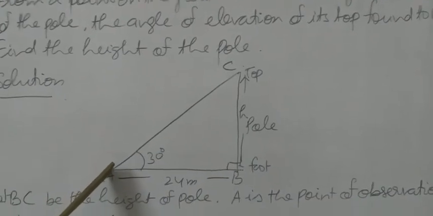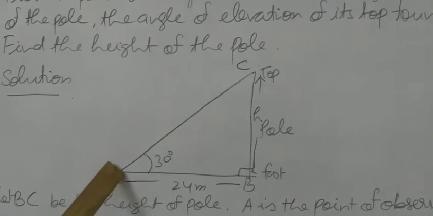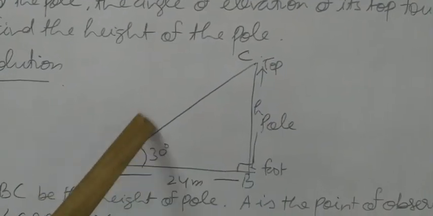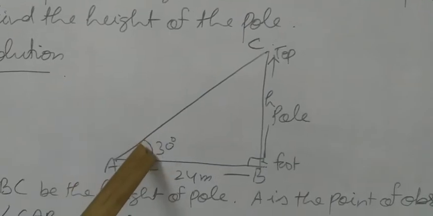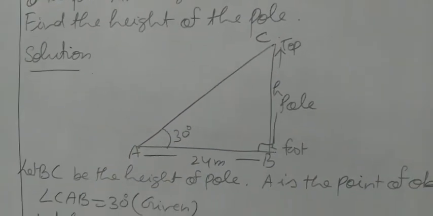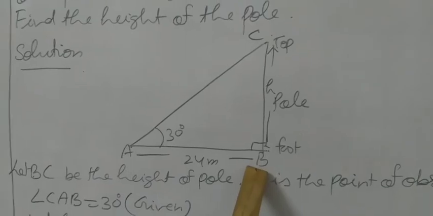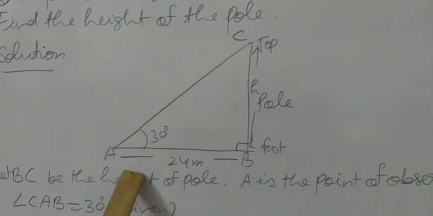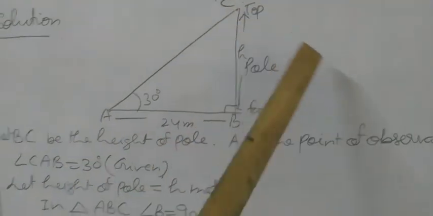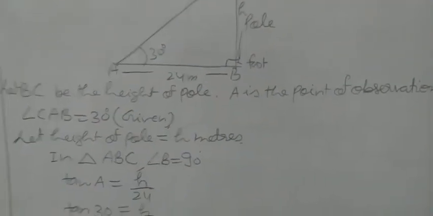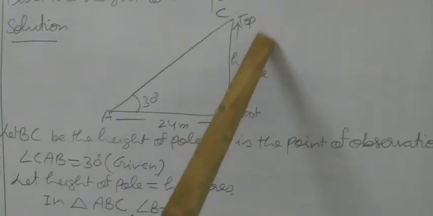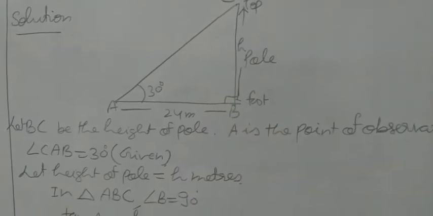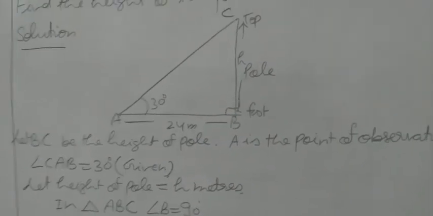Okay, the observer wants to see the top of the pole, so this angle is the angle of elevation, 30 degrees. The distance between the pole and the point of observation is given, 24 meters. So students, you can see in triangle ABC we have to write all the information. In triangle ABC, angle A is 30 degrees and angle B is 90 degrees. So we can use trigonometric ratios in a right angle triangle.